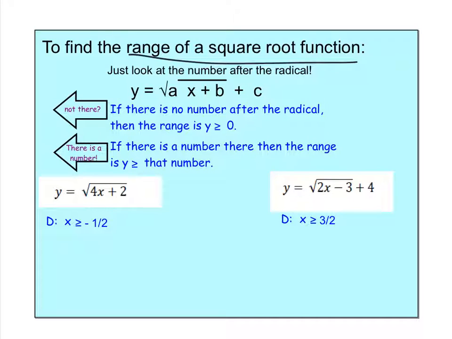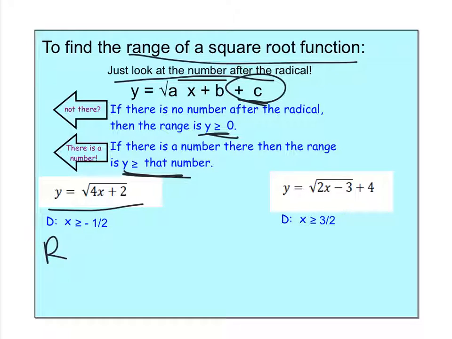Range is pretty easy. Range, you're looking at the number after the radical. You're looking at C. If there is no number after the radical, the range is just y greater than or equal to 0. If there is a number, then it's just y greater than or equal to that number. All right? So here, C is going to be kind of my big player. So for that same function, the domain is greater than or equal to negative 1/2. The range, since there's no C out here, is just going to be greater than or equal to 0. Here my range is going to be greater than or equal to 4.